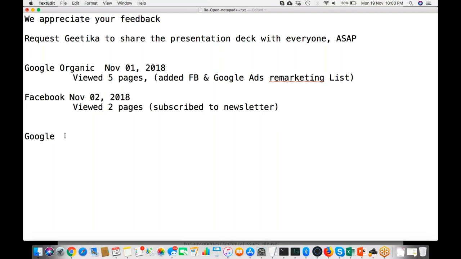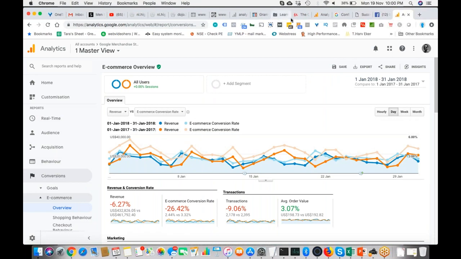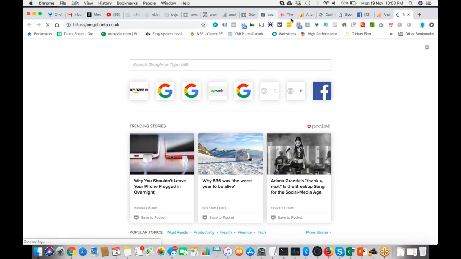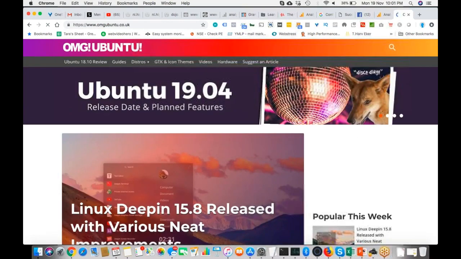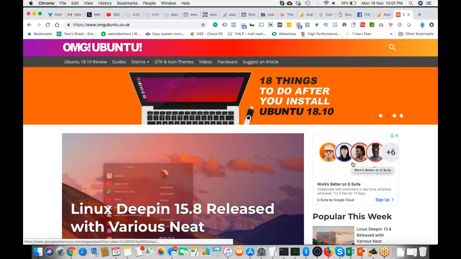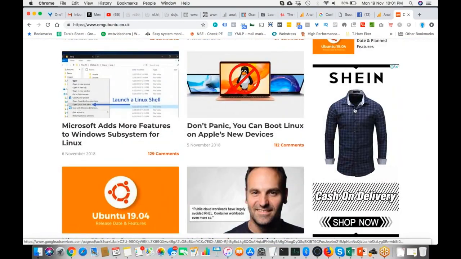So let's say this user was on a website where they saw the ad, let's say ubuntu.co.uk, or you can take any website for that matter. So you will see an ad over here, Google's ad. Let's assume that this ad is of this website. I clicked on this and then I landed over there.